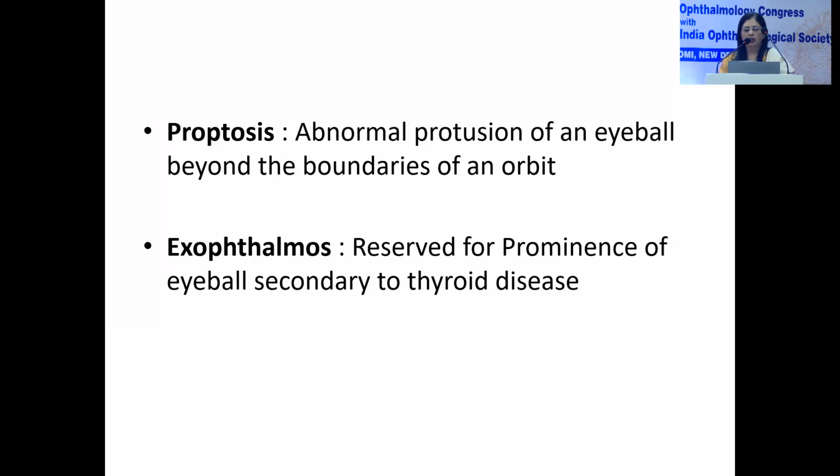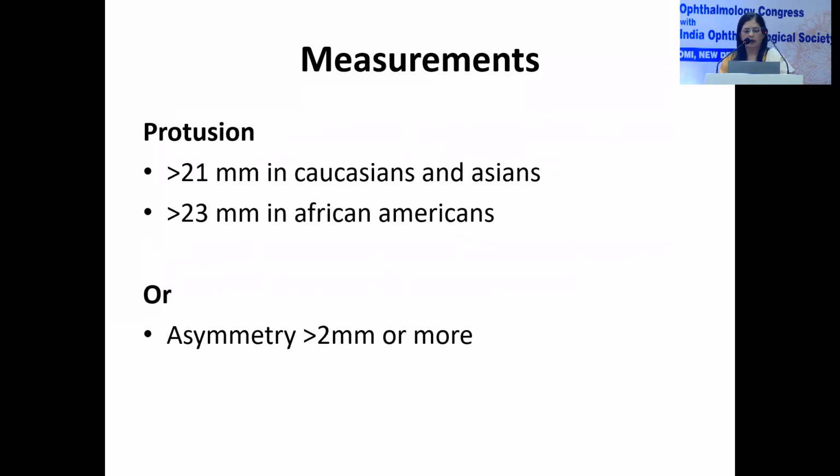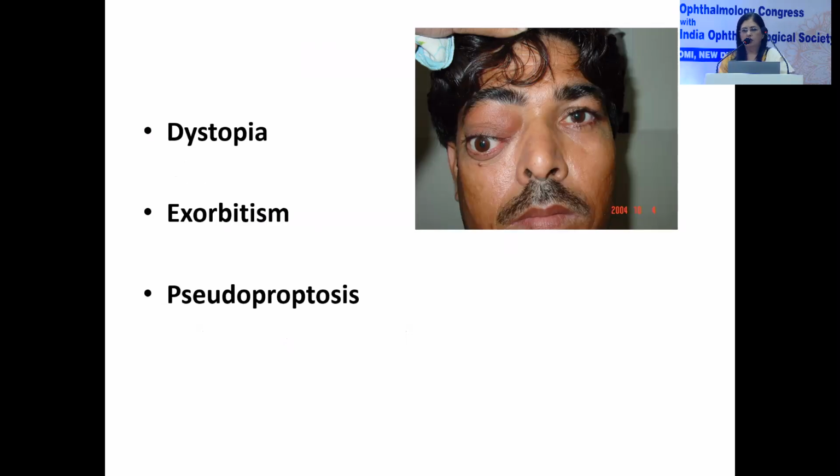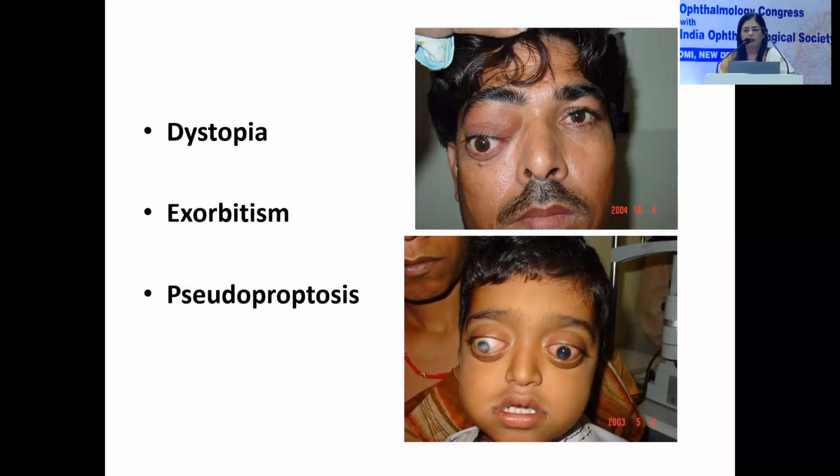Exophthalmos, which was earlier synonymous with proptosis, is now reserved for prominence of eyeballs secondary to thyroid eye disease. Any forward bulging with a measurement of more than 21 millimeter, or asymmetry of 2 millimeter, is considered as proptosis. Some of the other terminologies which one should be aware of is dystopia, which is the displacement of the eyeball in the coronal plane due to an extraconal mass. And exorbitism is used when there is a shallow orbit or reduced orbital cavity.